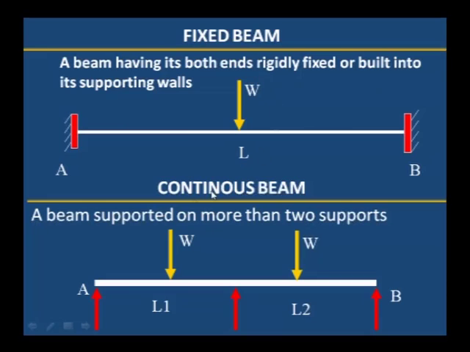Fixed beam. When both ends are fixed, it is known as a fixed beam. It is encased in the column: both A and B sides are encased inside the column. Then continuous beam. If it has more than two supports, it is known as a continuous beam. Here we can observe that there are 1, 2, 3 supports, and it is continuous over the second support.